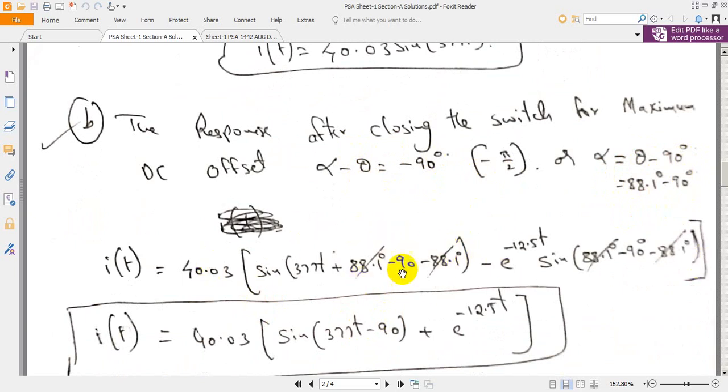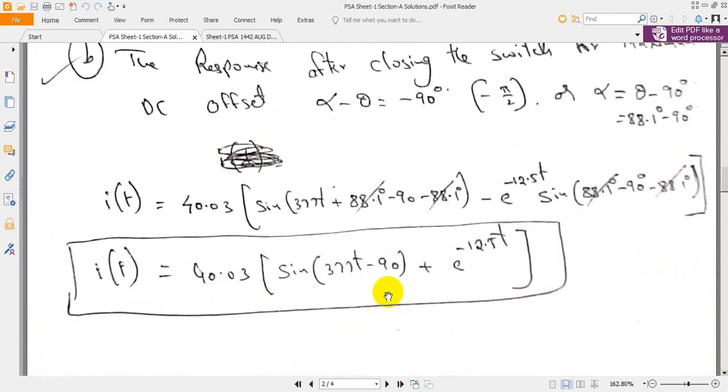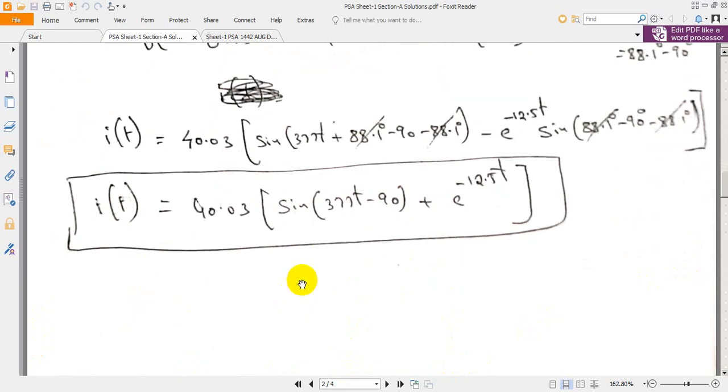From here this term will get cancelled, this term will get cancelled. Finally you will get this equation. This is the current response of the RL circuit with maximum DC offset. With this we have finished the first problem.